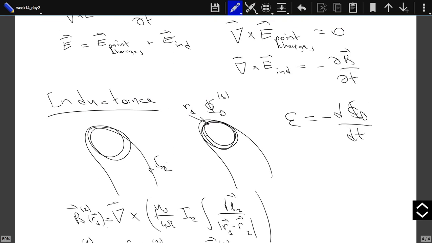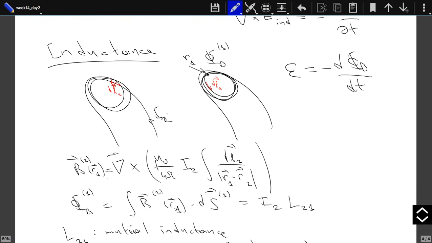Well, dl1 is over here. Let's say this is my dl1. This is my dl2. You see, when I'm writing A, I'm integrating over this loop. When I'm writing the phi, I already know B at the position of my first loop, loop 1. I integrated over the surface of loop 1.